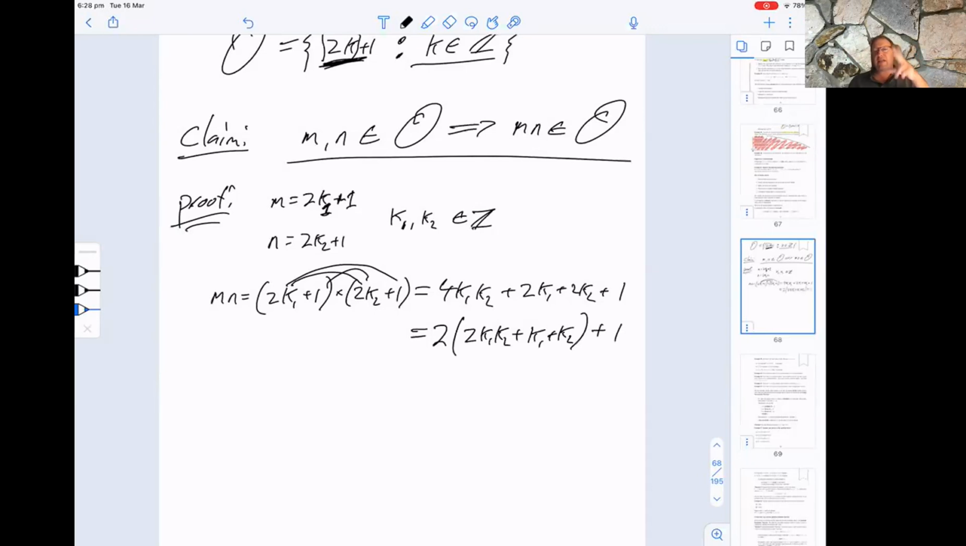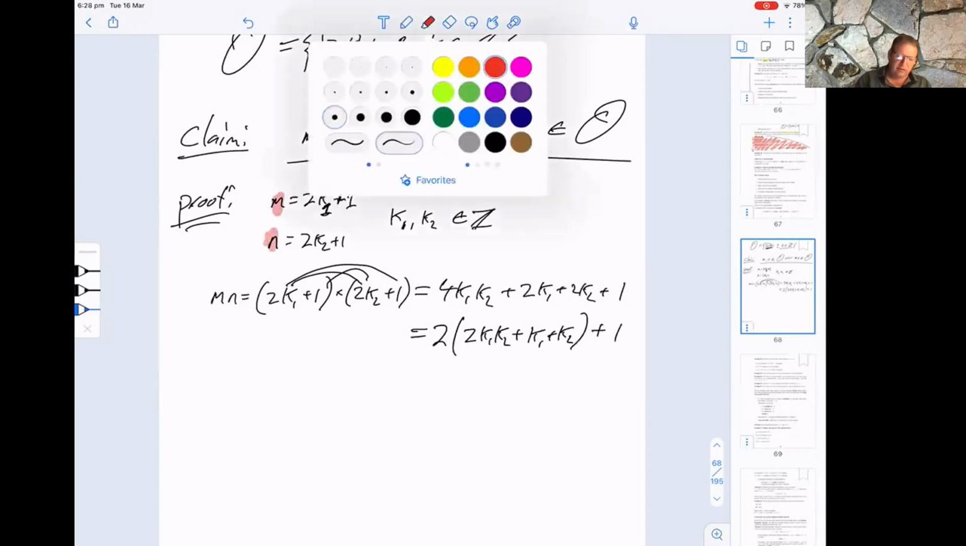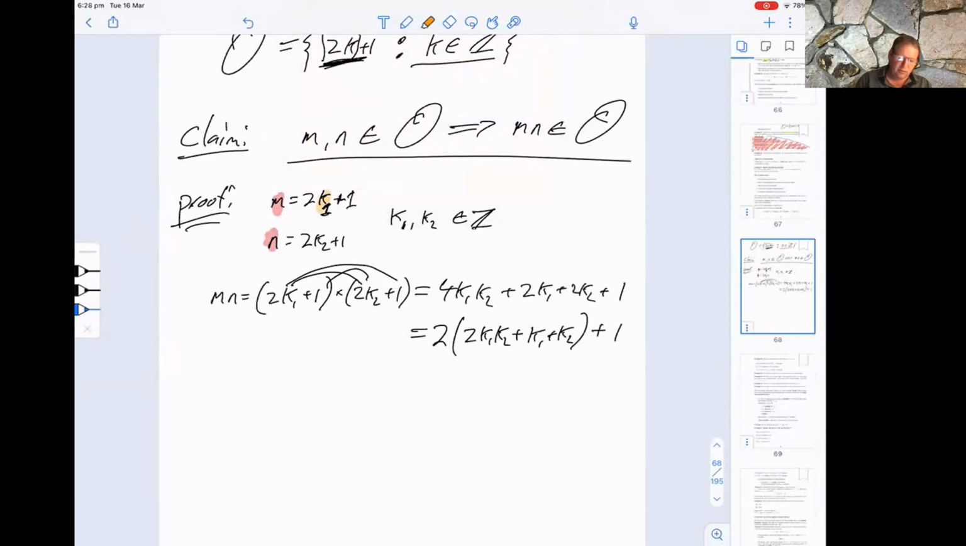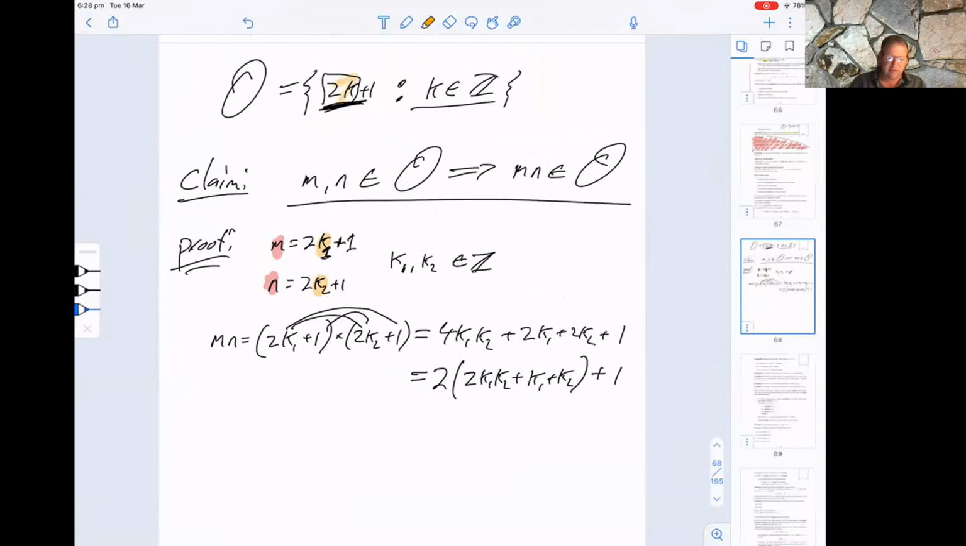So if you give me any two odds, I'll say, these are the two odds you gave me. They have these two integers that are their summary numbers, the ones that define them according to this. Then when I multiply, I've got this expression. Is 2k1k2 plus k1 plus k2 an integer? Yep. So this thing is an element of the integers.